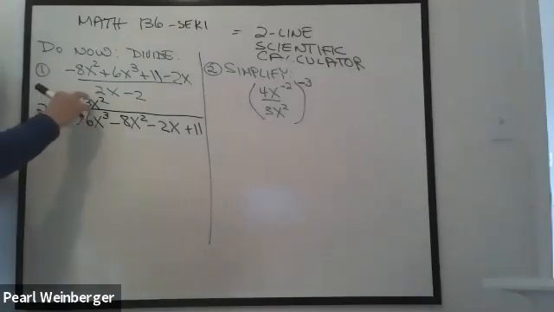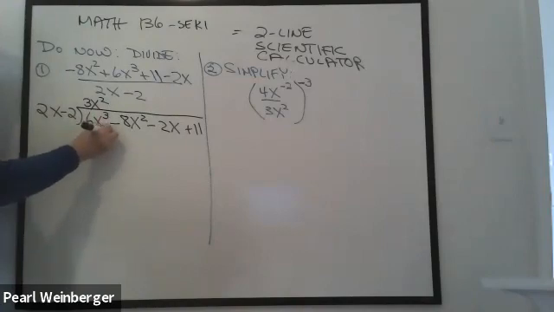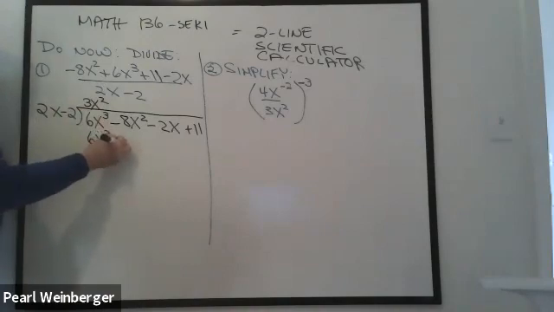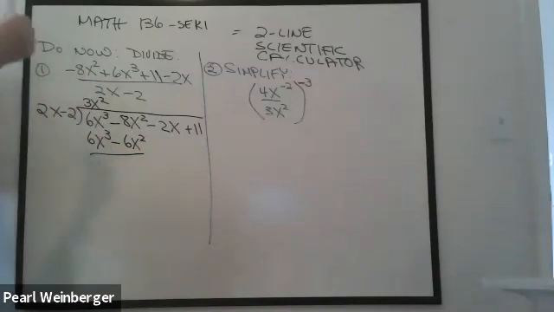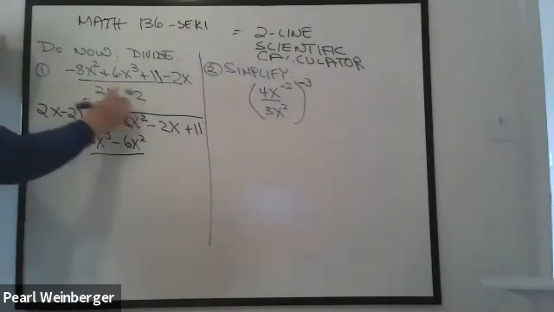You take your answer that you just put up there, the 3x squared, and multiply it by your divisor. So you take the 3x squared and multiply it by the 2x. That gives you 6x to the third. And the 3x squared times the negative 2 gives me a negative 6x squared. Okay, so we remember the steps. Divide, multiply, subtract. I am now up to the subtraction. I have to subtract the 6x cubed minus 6x squared from the top.